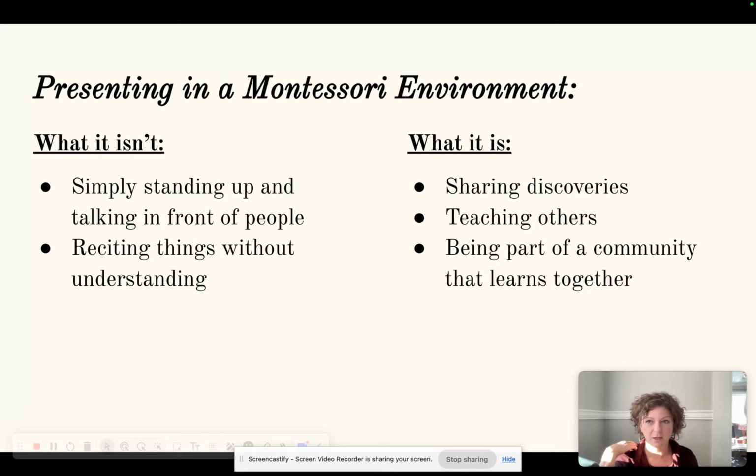And it's not, let's give the children something to memorize and repeat in front of everyone without them really understanding or connecting to it. So what is presenting in Montessori? It's an opportunity to share discoveries, share excitement about work, share your victories, your things that you've created, and it's an opportunity to teach other people. It's also part of being part of a community. We learn together, we share together information we're finding. It's exciting to learn, and it's exciting to learn from your peers.